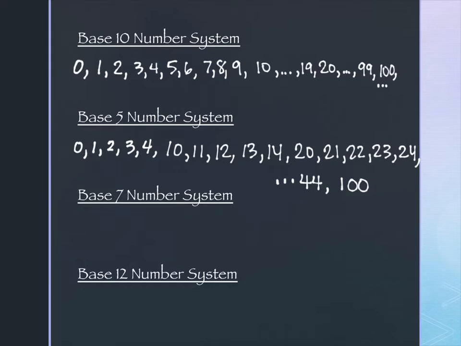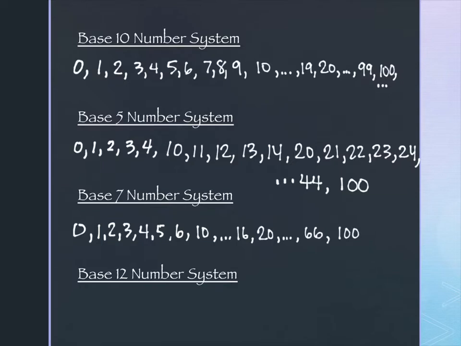Okay, let's look at base 7. What's the biggest single-digit number in base 7? 6. You guys got it. All right, so we're going to go from 0 to 6. What happens after 6? 1 0. Until I get to what? 1 6 is the biggest, and then it would become 2 0. And it would keep going. What's the biggest two-digit number in base 7? 6 6. And after 6 6 would come the number 1 0 0.